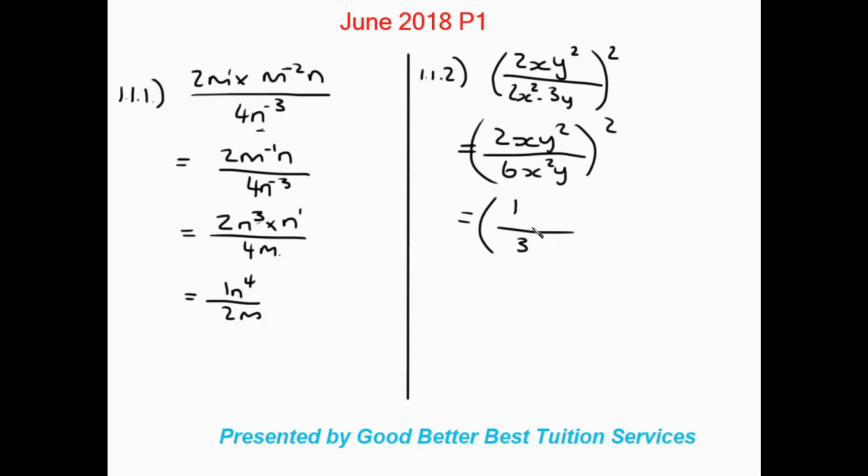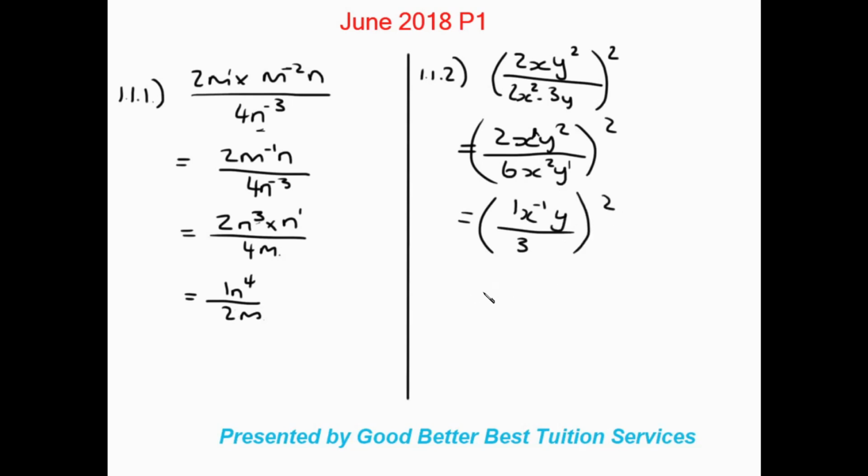Then what we'll be left over with is x over x squared. So we know that when we're dividing, it's minusing exponents, so it's 1 minus 2. So we get x to the negative 1 up here. And then we have y squared divided by y, so that's 2 minus 1, so we're left with y to the power of 1.